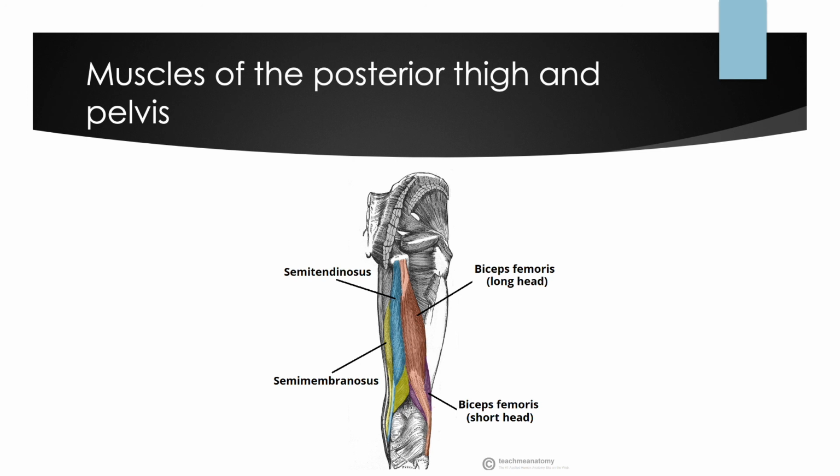Now we're going to talk about the muscles of the posterior thigh and pelvis. As you can see here, there are only a couple you need to know. The semimembranosus, which is shown in yellow, the semitendinosus, which is shown in blue, and then the biceps femoris, which is actually the bicep muscle of the leg, so kind of funny that you have a bicep muscle in your arm and in your leg.